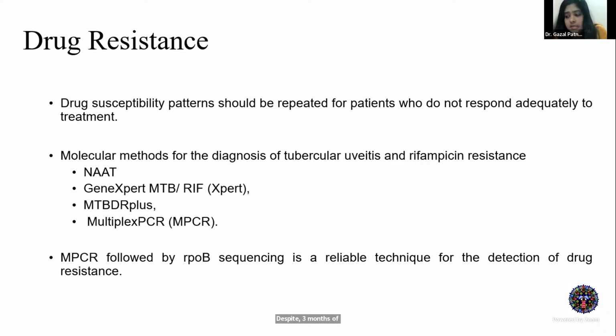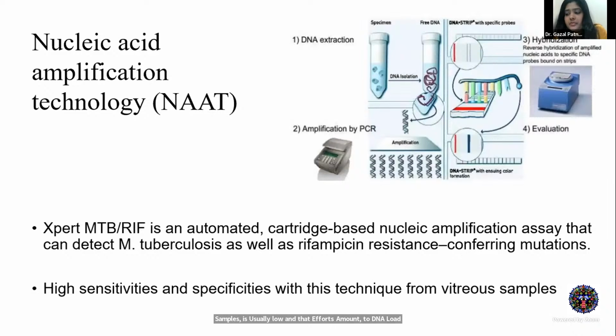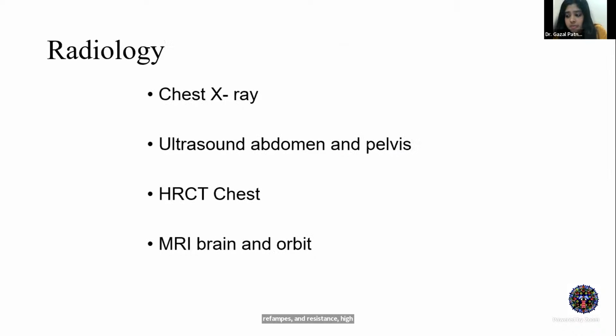Molecular tools such as nucleic acid amplification tests, NAT, PCR, GeneXpert MTB/RIF have emerged as promising tools. They have the added advantage of detecting drug resistance. The ocular fluid sample volume is usually low, and that affects the amount of DNA load and hence the sensitivity and specificity. GeneXpert MTB/RIF is an automated cartridge-based nucleic acid amplification assay that can detect MTB as well as rifampicin resistance. High sensitivities and specificities from vitreous samples have also been documented.